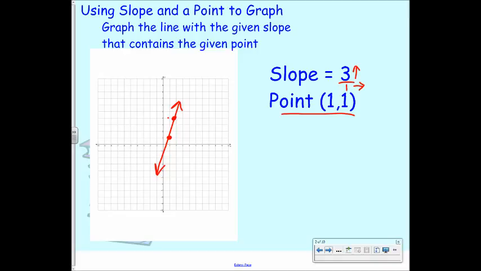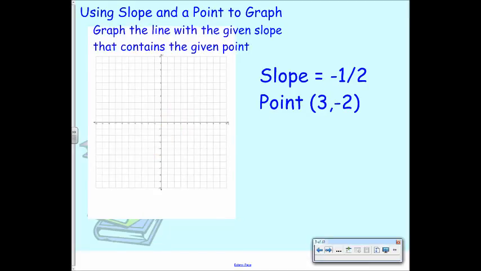All right, so who can come plot this one for me? You've got a point and a slope here. Who can plot this one for me?